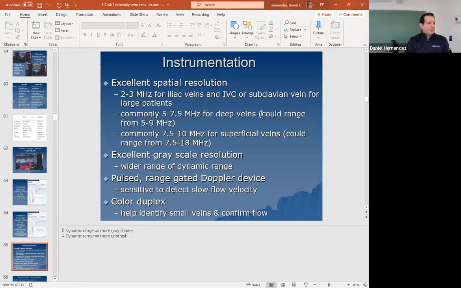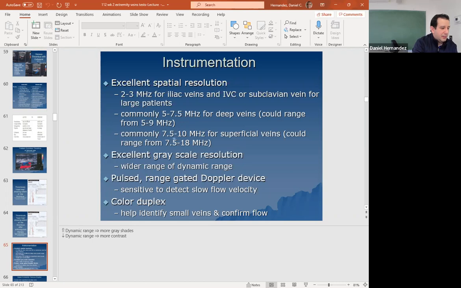So when we're talking about instrumentation, we'll typically use a curve probe or a low frequency probe for imaging the iliac veins and IVC. Potentially also for the subclavian if it's a large patient. When we're looking at the veins of the legs and the arms, we're typically going to use our higher frequency linear probes or our 5 to 7.5 megahertz transducer.